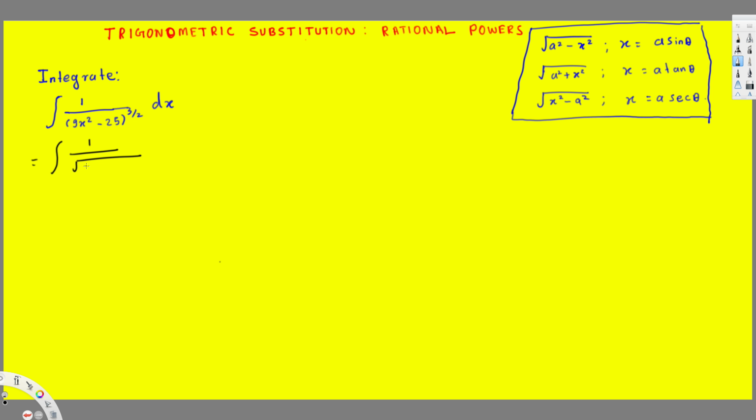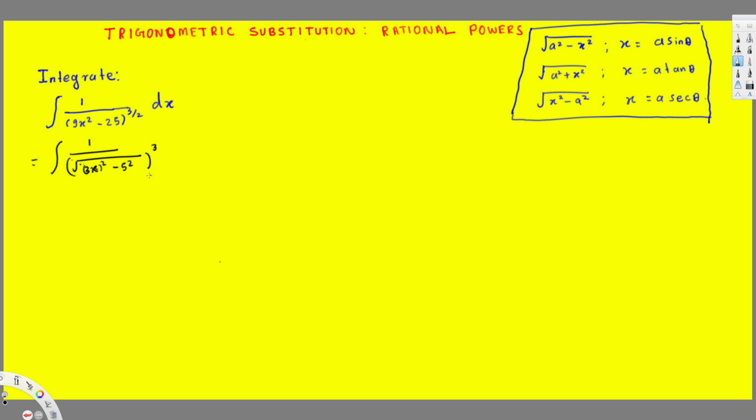So let's write this one as (3x)² - 5², and this is all in the square root, and the square root is also raised to the power 3, because 1 over 2 is the square root, and the top power is going to be the power. So we have this one right here.